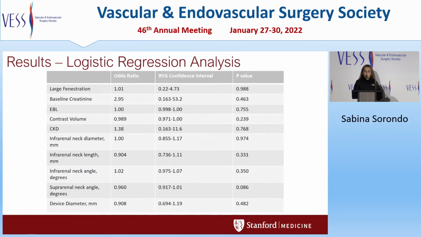We also performed a logistic regression analysis to account for significant differences between the two SMA configurations and determine their influence on sac regression. As you can see from these p-values, sac regression was not significantly modulated by other differences that existed in this population.